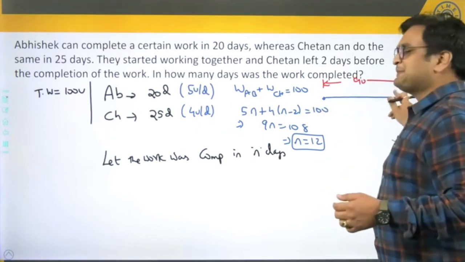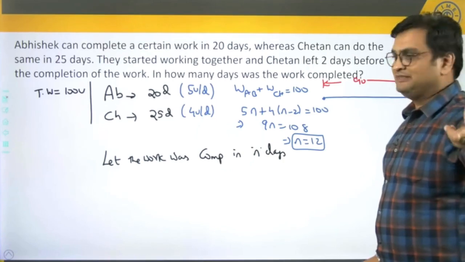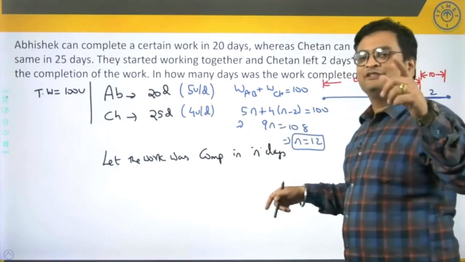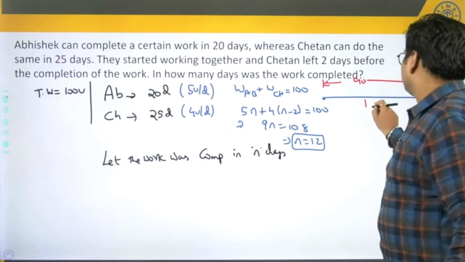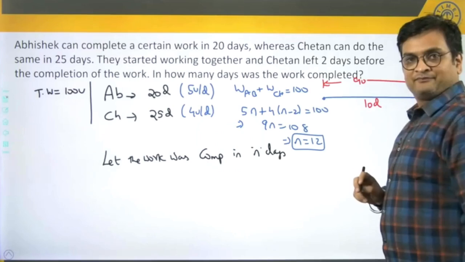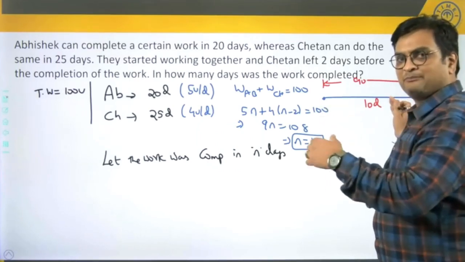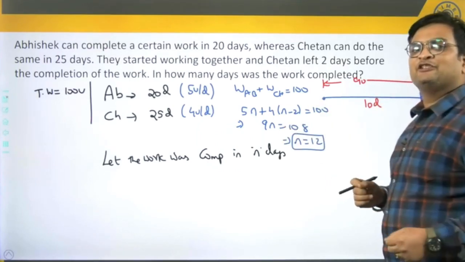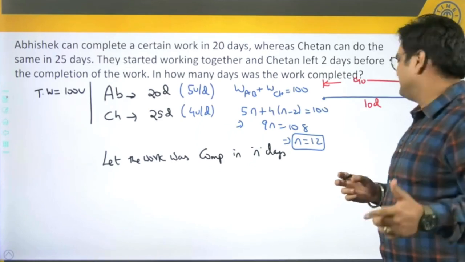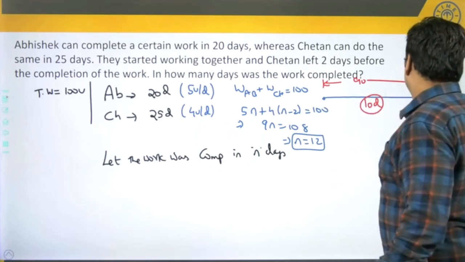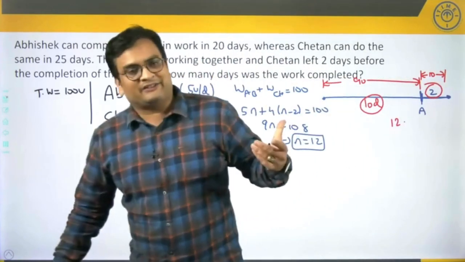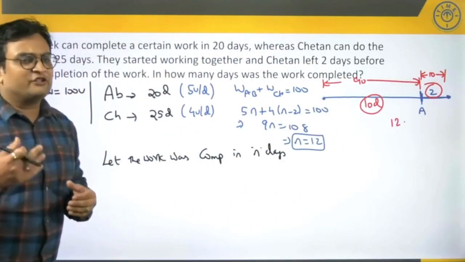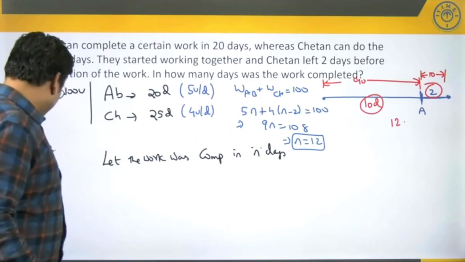And who are working in this period? It is Abhishek and Chetan. What is their combined efficiency? 9 units. So for doing 90 units, they will take 10 days. Together they would have worked for 10 days to complete 90 units at the combined efficiency of 9 units per day. So thus the total number of days is again 10 and 2, which is 12. We could also look at it like this. This is the non-unitary way of looking at the problem.